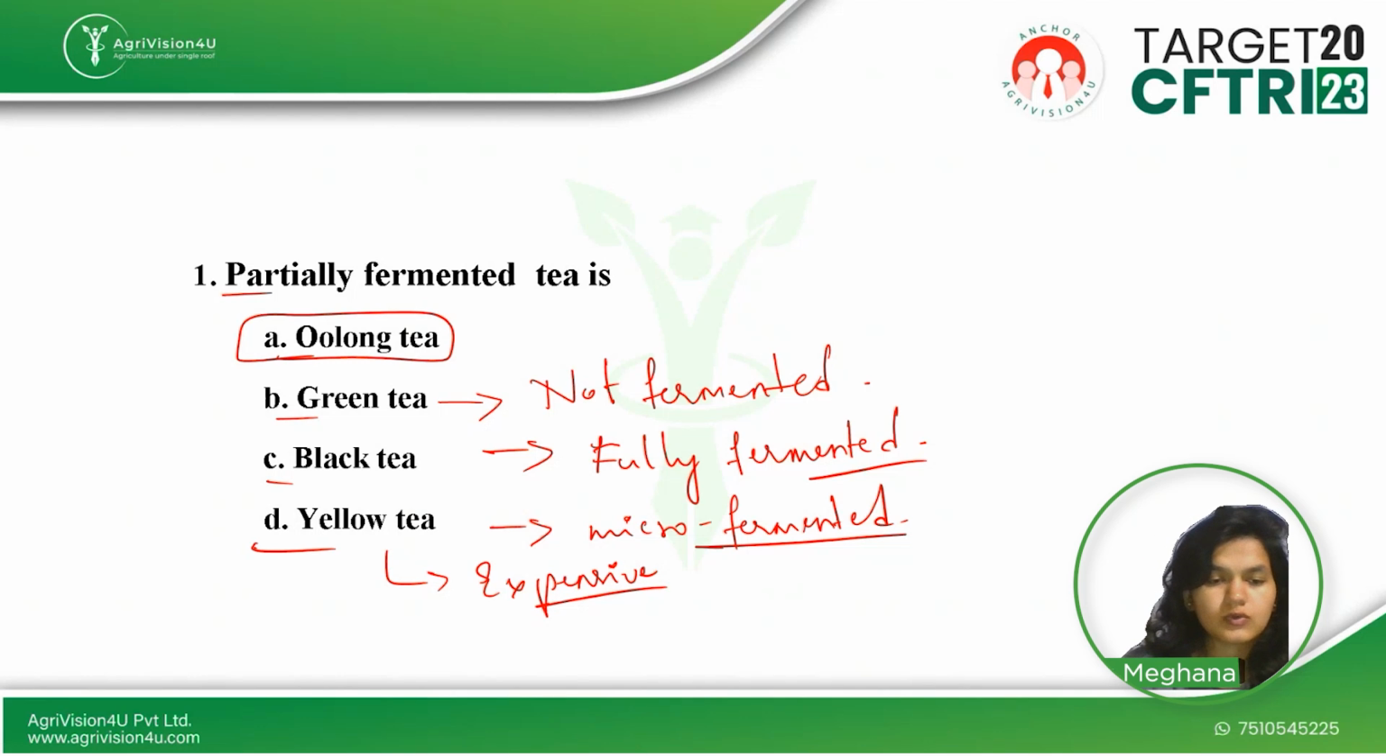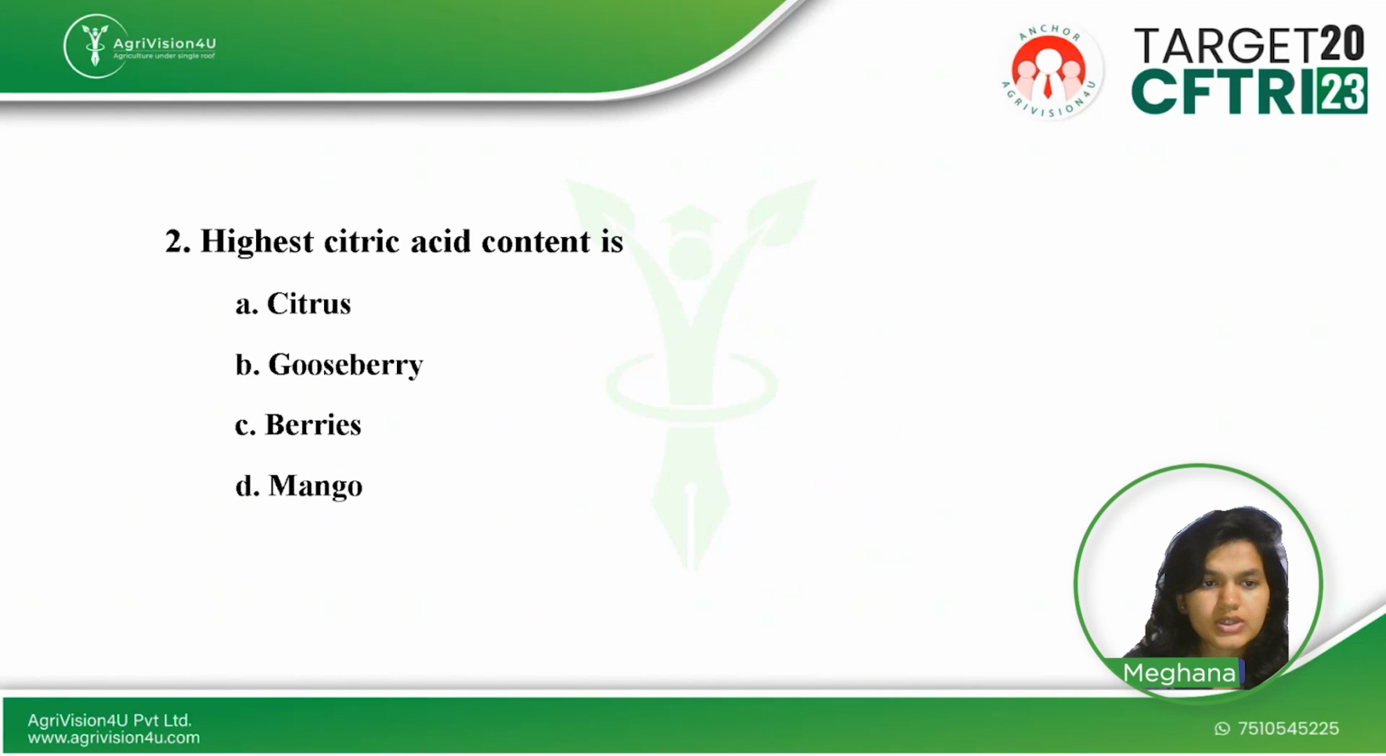producing it. So the next question is: the highest citric acid content is in option A, citrus, option B, gooseberry, option C, berries, and option D, mango. The highest content of citric acid is present in the citrus or the lemon. So option A is the right answer.